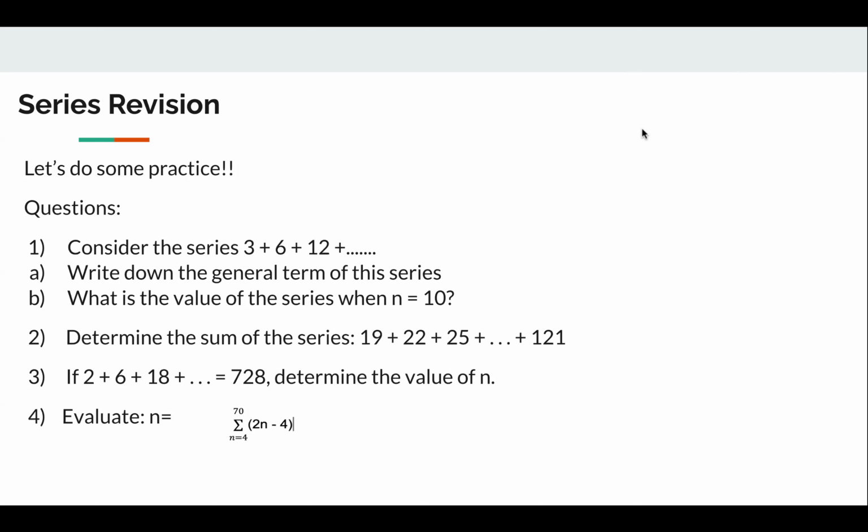questions. So the first question is: consider the series 3 plus 6 plus 12, etc. A reads, write down the general term of the series. And B is, what is the value of the series when n is equal to 10? So guys, I'll give you 5 minutes to attempt those two questions.